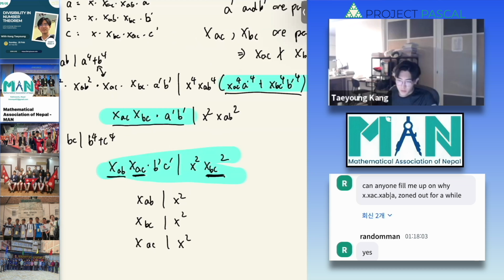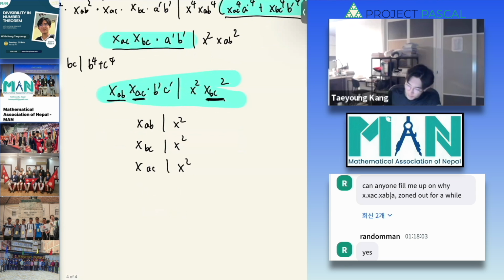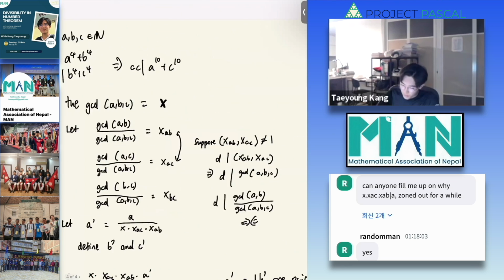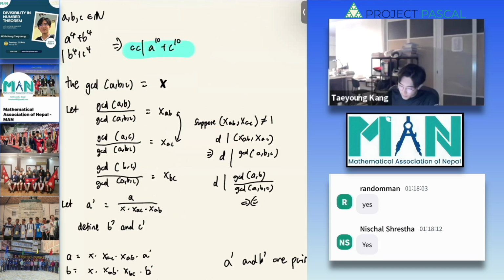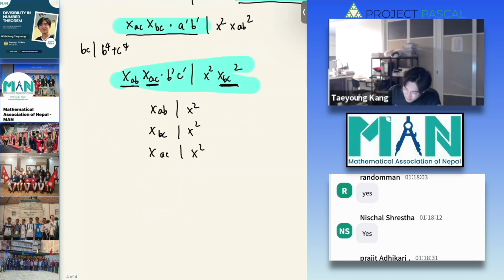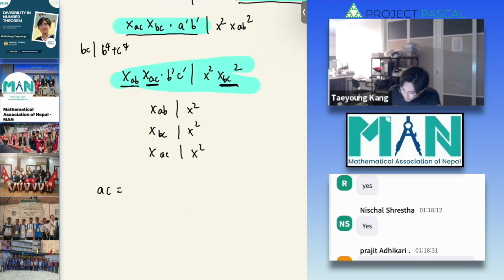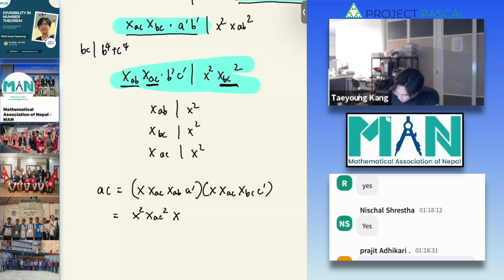Right. So what do we have? So we want to show this, right? But what is AC? AC is equal to x_AC x_AB A' times x_AC x_BC C', which is equal to x squared times x_AC squared x_AB x_BC A' C'. Correct.